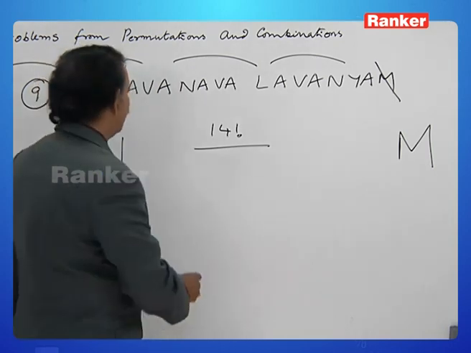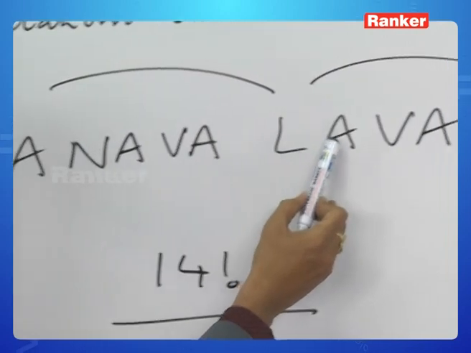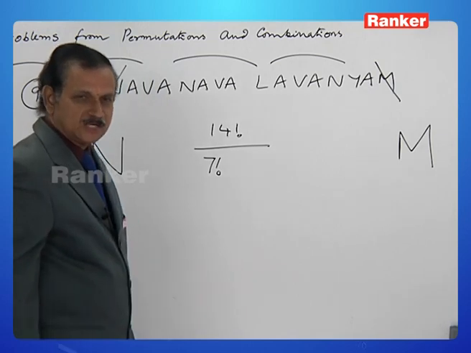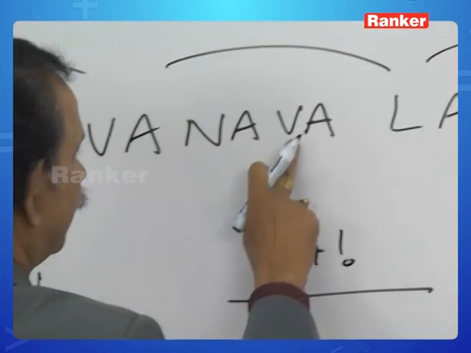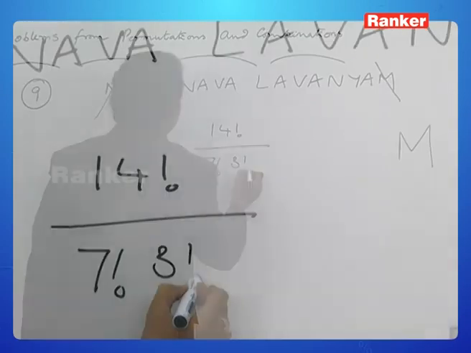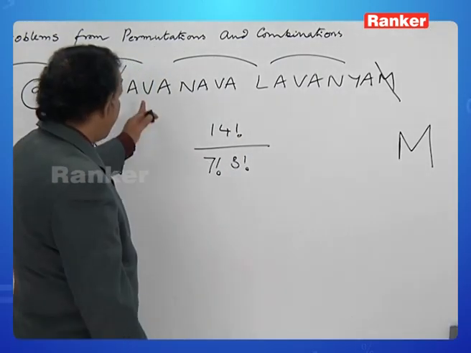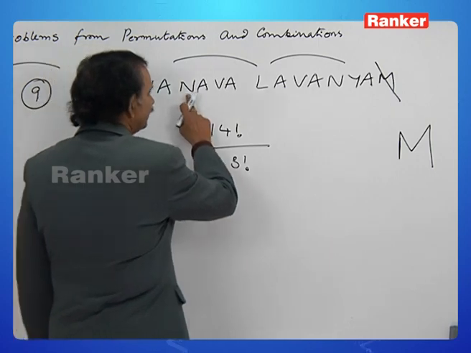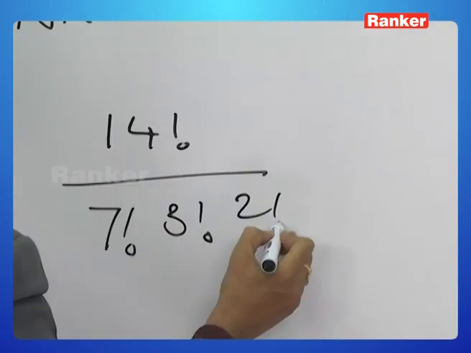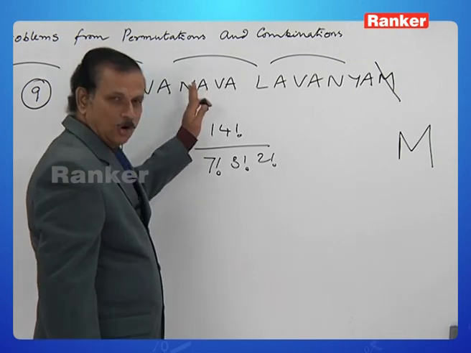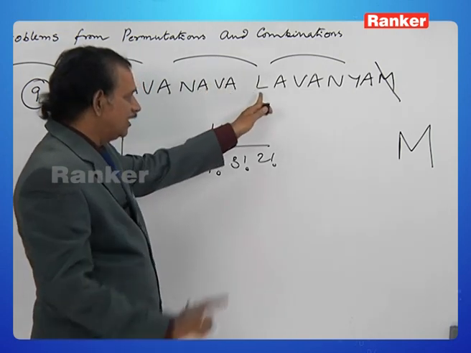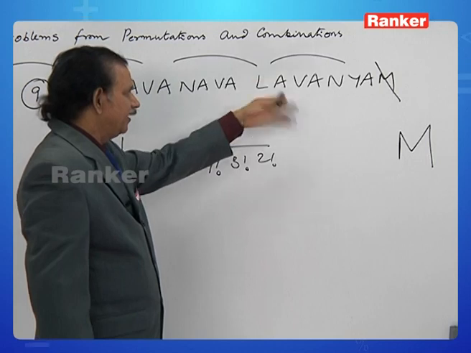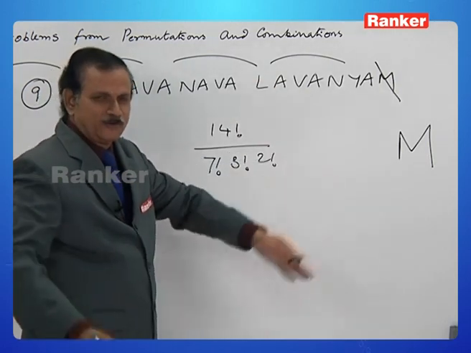How many A's are there? 1, 2, 3, 4, 5, 6, 7. 7 A's are there. And again, V's. How many V's are there? 1, 2, 3. Next, A's we have counted, V's we have counted. How many N's are there? 2 factorial. And again, L's: there is only one. If you want to write one factorial, you can, no problem. Next one, Y: there is only one Y. You need not write anything.